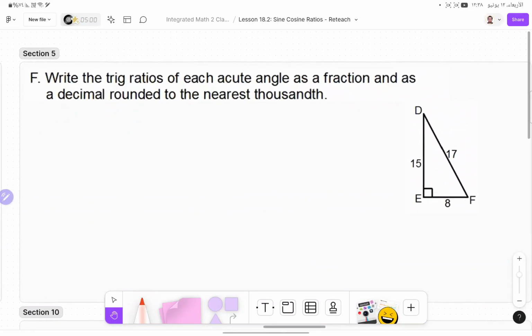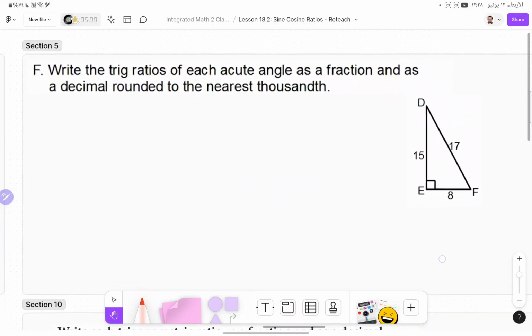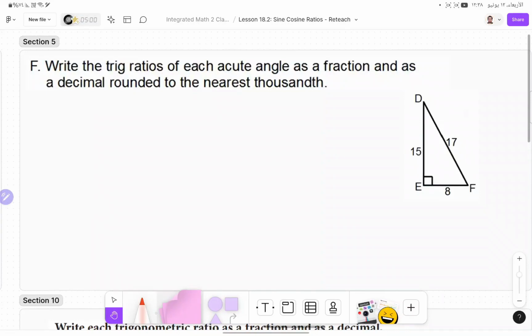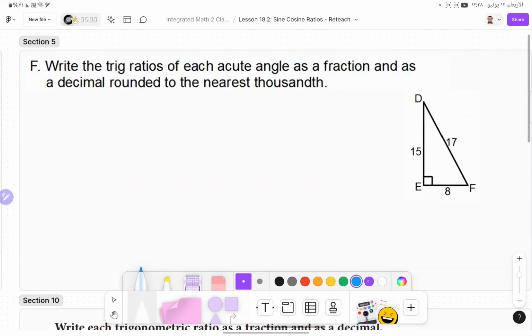Here, write the trigonometric ratio of each acute angle as a fraction and as a decimal rounded to the nearest thousandth. First, how many acute angles do we have in a right angle triangle? Because we have only one right angle, the acute angles here are angle D and angle F.